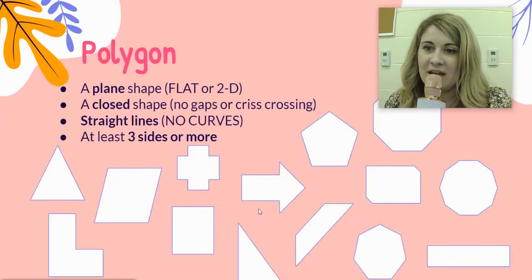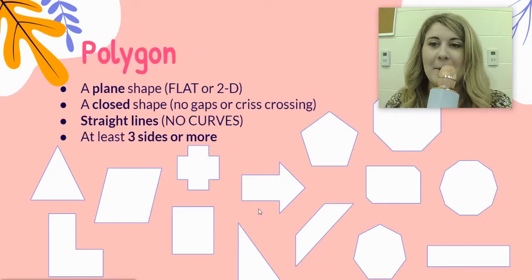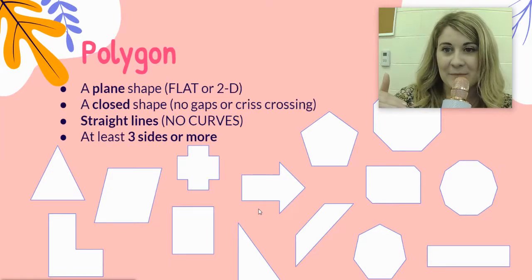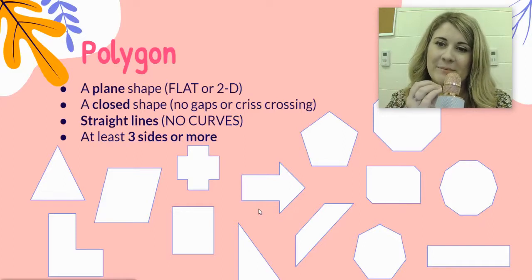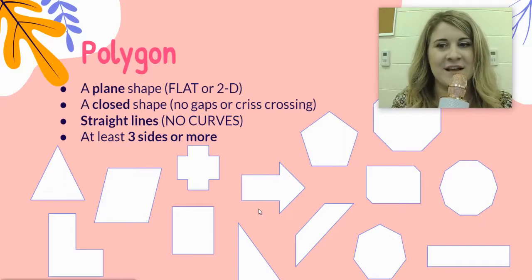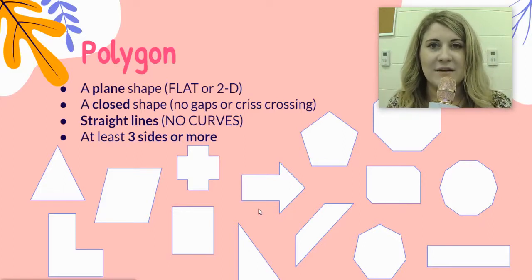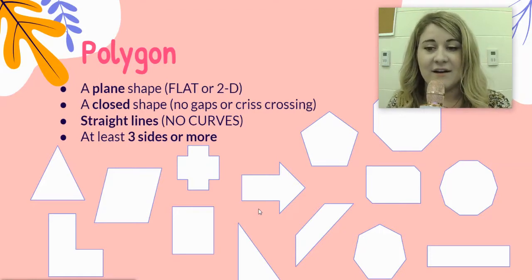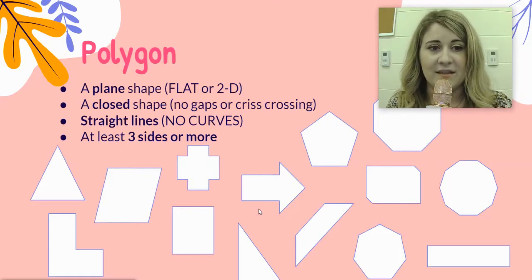So next, we have learned what a polygon is. A polygon is a shape with lines that connect. And it is a flat shape, it is a closed shape, and it has straight lines, no curves. So all of these polygons you see in front of me, we have triangles, we have some rhombuses, a square, a trapezoid, a parallelogram, a pentagon, a hexagon, a decagon. I think I have a heptagon in there.